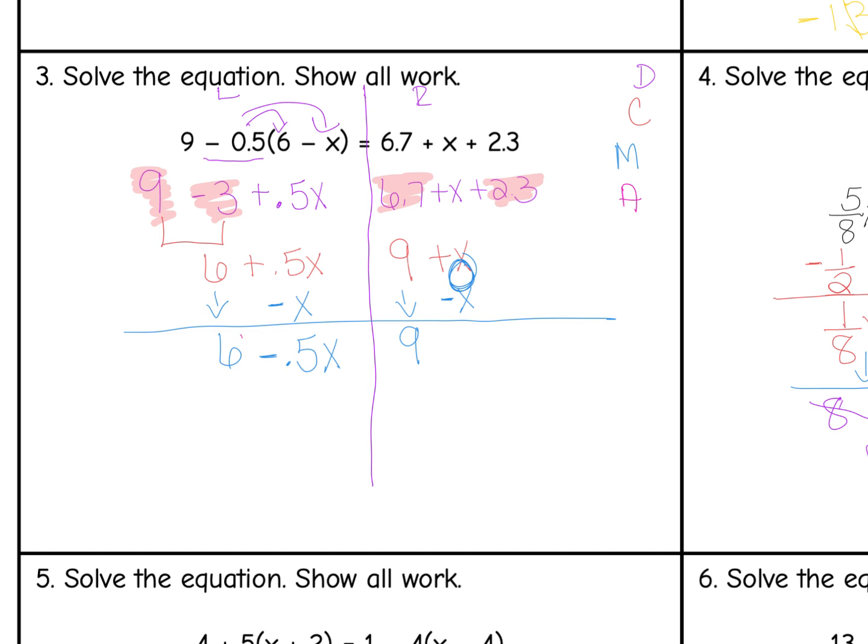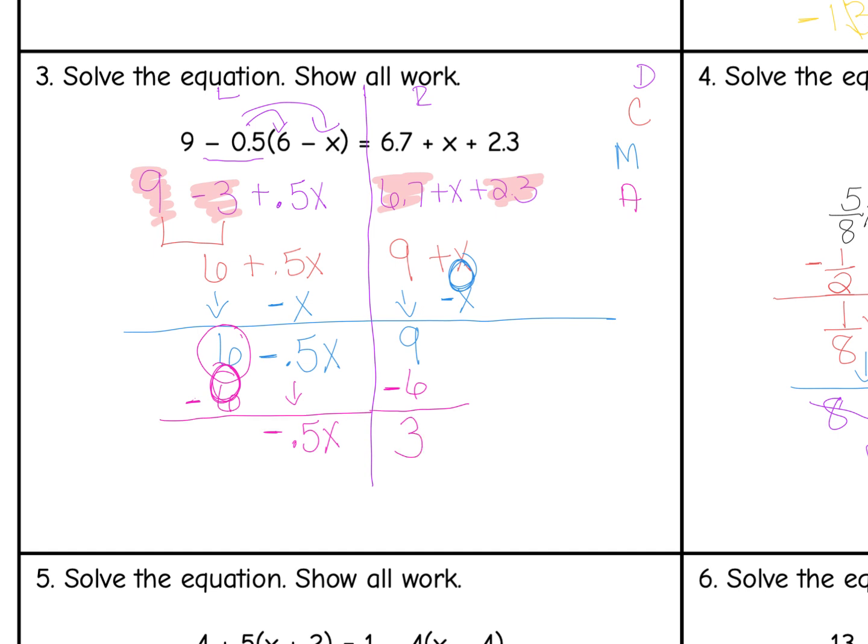I have a constant of 6. I need to move that. So if I have a positive 6, I'm going to subtract 6 over here. So 6 minus 6, that goes to 0. That's what I wanted. Leaves me with a negative 0.5x. Subtracted 6 on the left. I'm going to subtract 6 on the right. So I have 9 minus 6 gives me a positive 3.